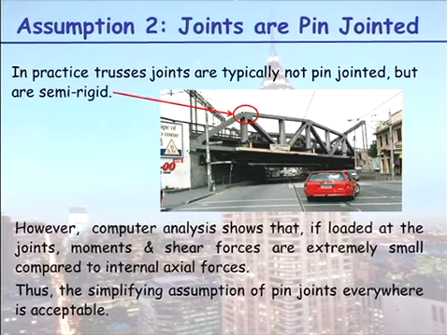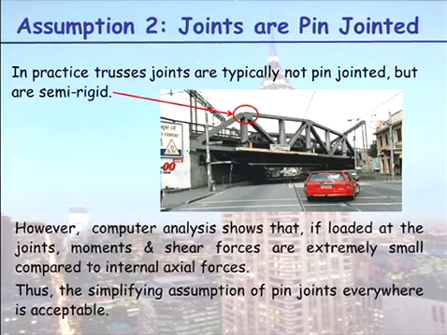It is not. However, if you do analyse this, computer analysis shows that if loaded at the joints, you do get moments and shear forces developed, but they are extremely small compared to these internal forces I'm talking about. Thus, the simplified assumption of pin joints everywhere is acceptable. And by making this simple assumption, I can teach you how to analyse a truss in 2 hours. Okay? So it allows the mathematics to be simplified dramatically.